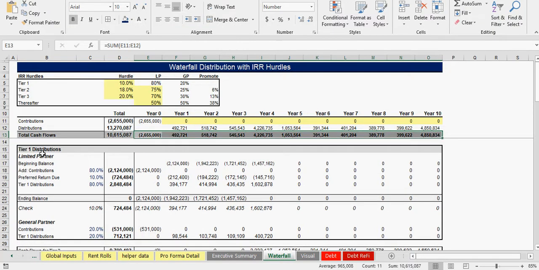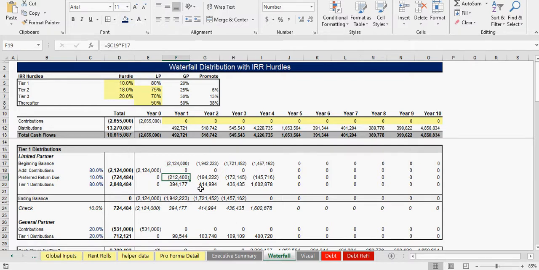We go to the tier 1 distribution. This is checking. Basically, this is how we figure out the first tier. So the hurdle's 10%. That means the equity provided by the limited partner, aka the investor, is 2.1 million. And then in year 1, we aren't adding any equity. We are saying the preferred return due is 10%, which is just this hurdle. And then we're calculating, well, what's 10% of this equity amount? Saying, well, okay, you need to be returned this amount.